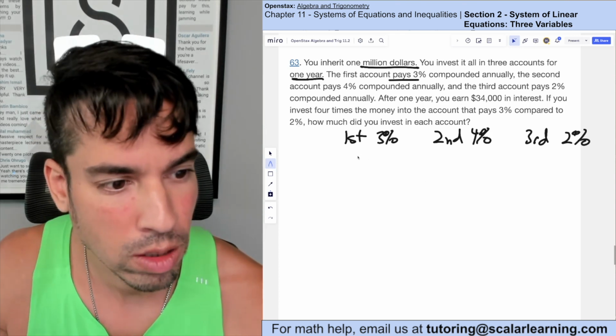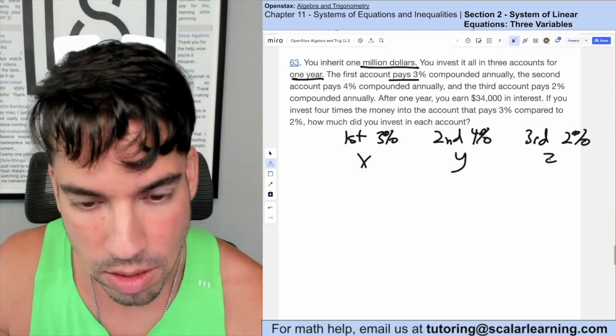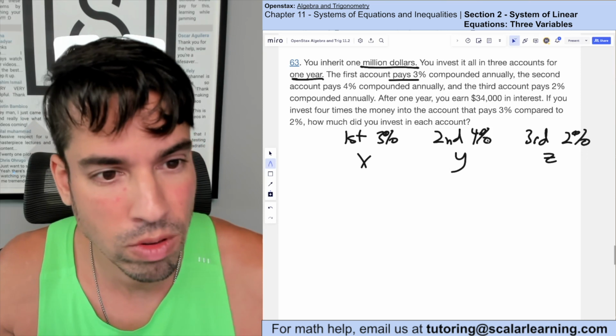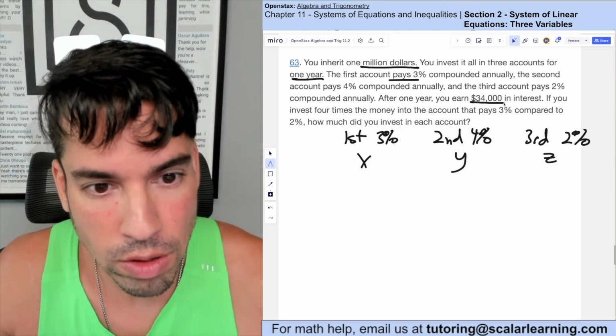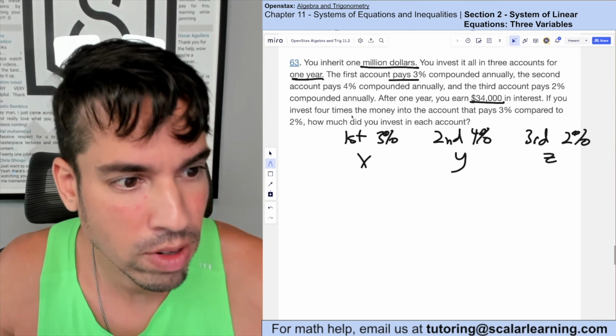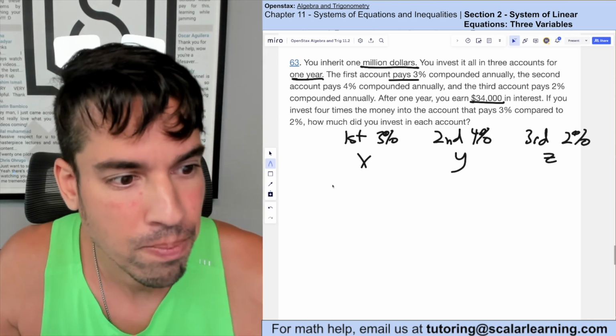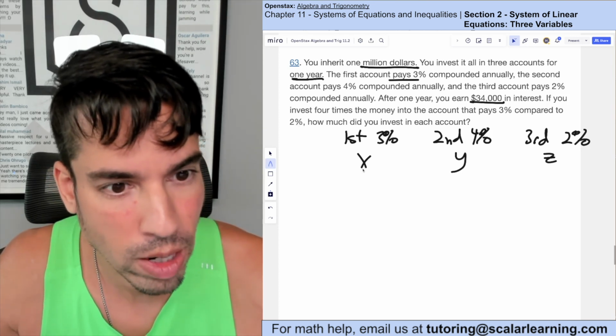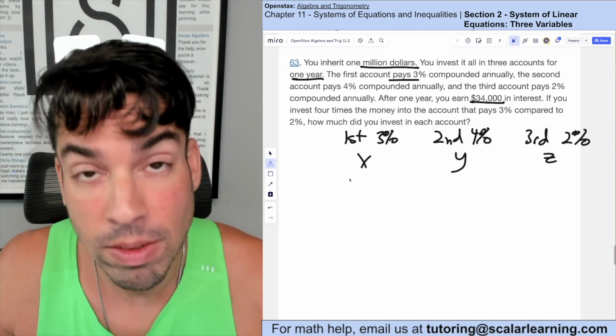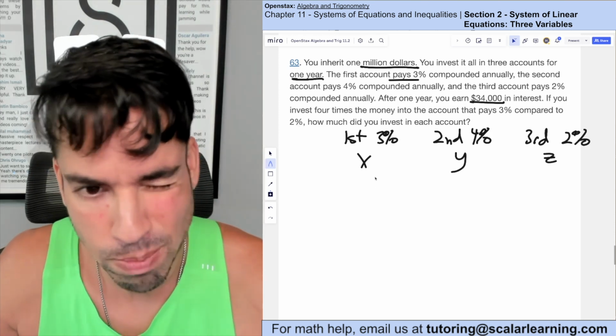And again, we're going to put an X, Y, and Z, and this is going to probably represent the amount that you invest in each. All right. And then it says after 1 year, you earn 34 G's in interest. Okay, so let's first make an equation for that. So the amount of interest we're making is the percentage, right? And this is just 1 year. So even though it's compounded, it doesn't matter really. It's just basically like simple interest.